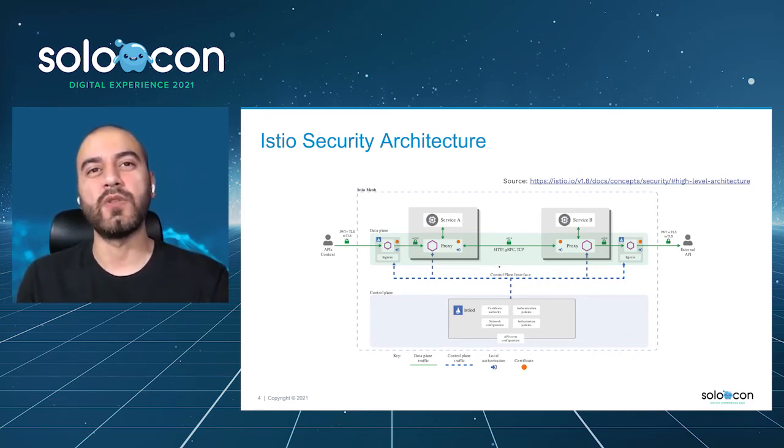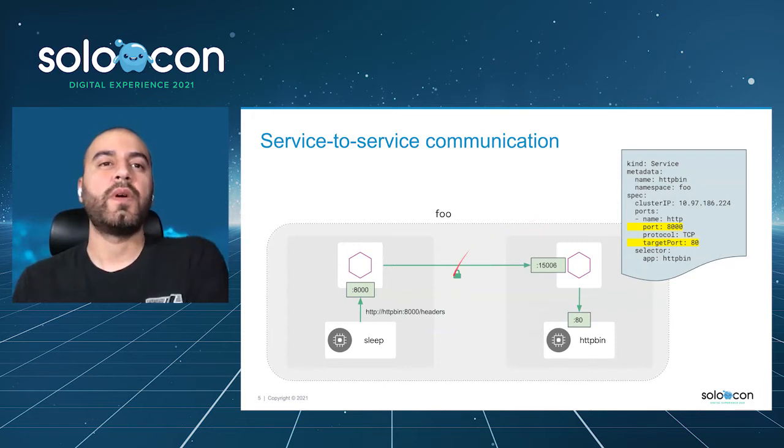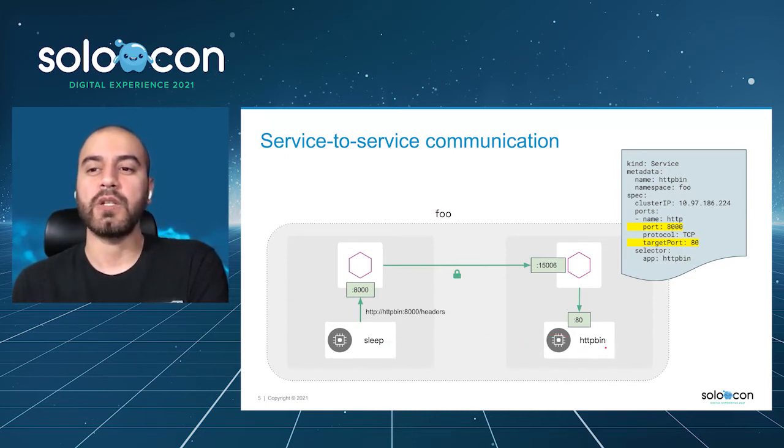So let's go ahead and zoom in a little bit on this service-to-service communication, because that's a good way of understanding how this all works. This is an example of a service-to-service call. We have a single namespace called foo, and in that namespace, we have a sleep application and an httpbin application. We want to make an HTTP request from sleep to the httpbin app, to the headers endpoint.